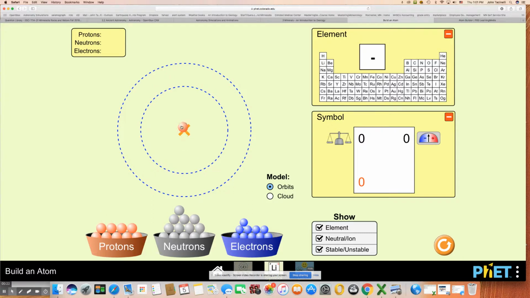Protons are located in the nucleus of the atom. That's the center of the atom. And the number of protons is known as the atomic number. So if there's one proton, the atomic number is 1. If there's 2 protons, then the atomic number is 2. And that's what tells you what element you have. If there's 2 protons, it's helium. If there's 3 protons, that's lithium, and so on and so forth.